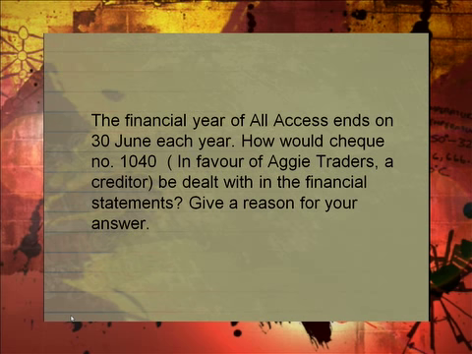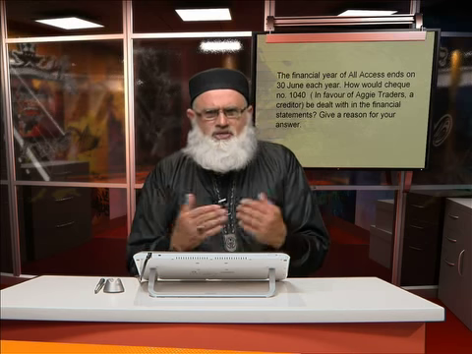Next one. The financial year end of All Access Traders ends on the 30th of June each year. How would check number 1040, written in favor of Achi Traders, a creditor, be dealt with? How will we deal with this check in our financial statements? Now you must be saying, gee, what's going on here? Are we doing bank recon? I'm showing you how questions of bank recon can appear in the financial statements as well. You need to be au fait with it. You need to know how to answer it. That's why they say, give a reason for your answer.